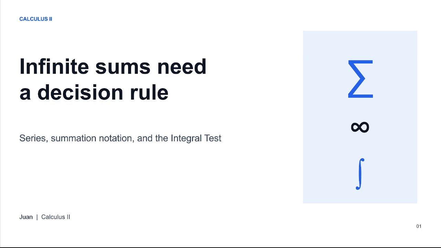Hello everyone, today I'm going to explain infinite series, summation notation, and the integral test. The main question of this presentation is simple. How can we determine whether adding infinitely many numbers produces a finite result? We obviously cannot add an infinite number of terms one by one. Instead, we study limits, partial sums, and improper integrals. By the end of the presentation, we will have a clear procedure for deciding whether certain infinite series converge or diverge.